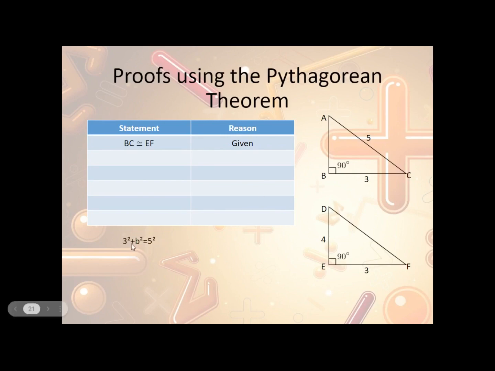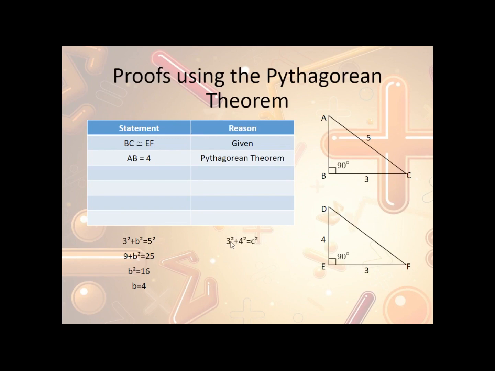So if we take 3 squared plus b squared is equal to 5 squared, so we're going to find this side length here. Well, 3 squared is 9, and 5 squared is 25. We'll subtract 9 from both sides, so we get b squared is equal to 16. So we take the square root of 16, and we get 4. So we know that this side and this side are congruent as well. So AB is equal to 4. We need to state that because it's not given to us. So we know that AB is equal to 4, and we know that by the Pythagorean theorem. Now, if we can just get this side length, then we could say that the triangles are congruent.